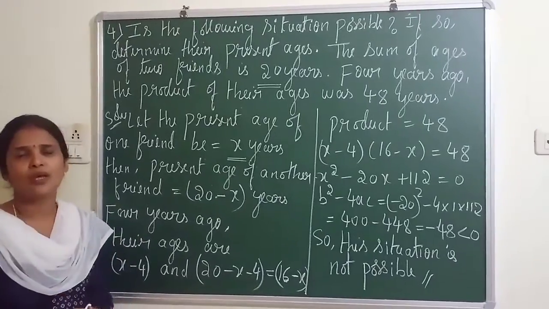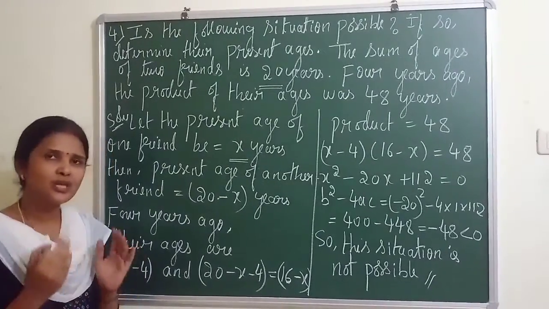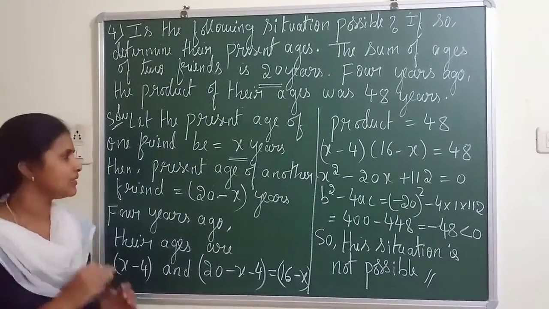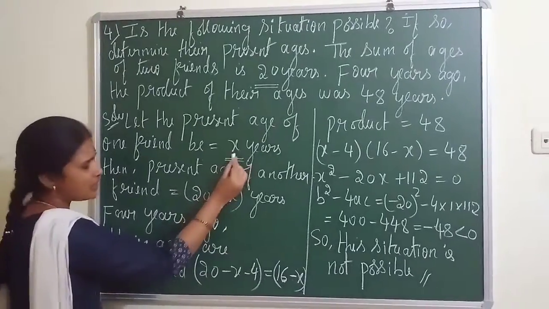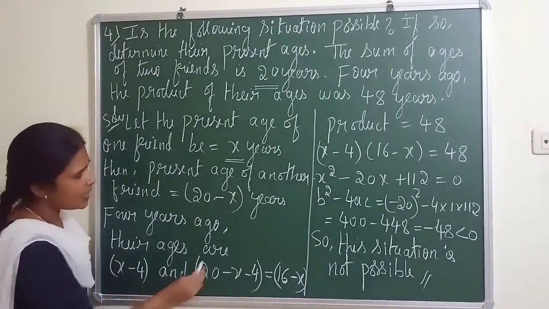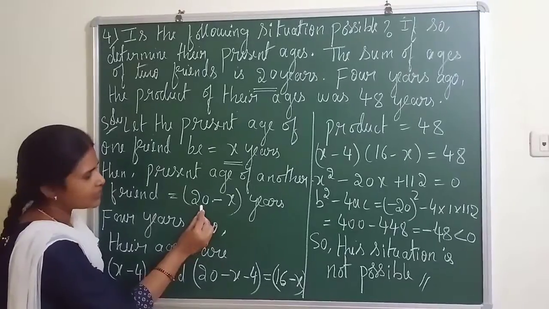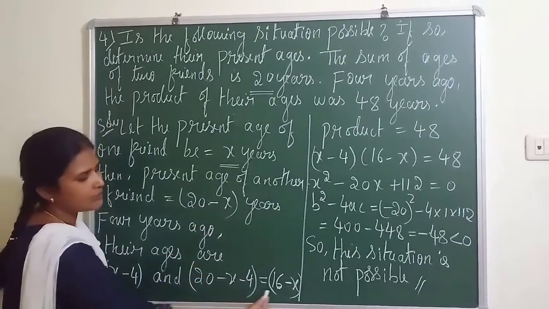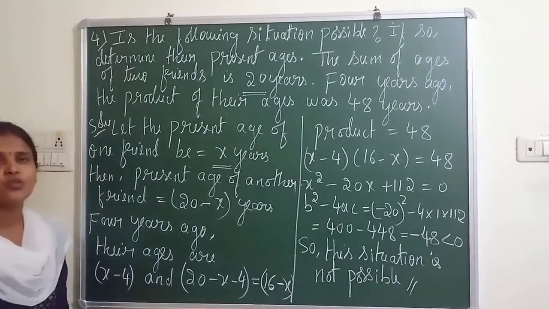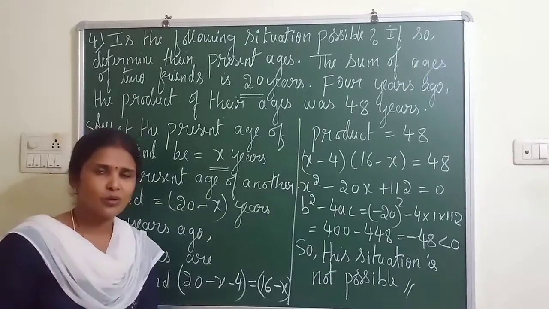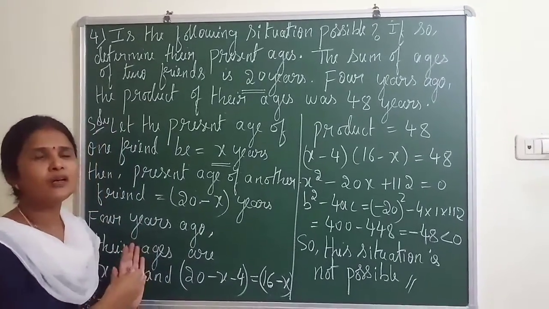4 years ago. Ago means past, so we have to subtract 4 years from the present. So when I subtract, x becomes x minus 4, and when I subtract 4 from 20 minus x, it becomes 16 minus x. So I got 4 years ago the ages of both the friends.